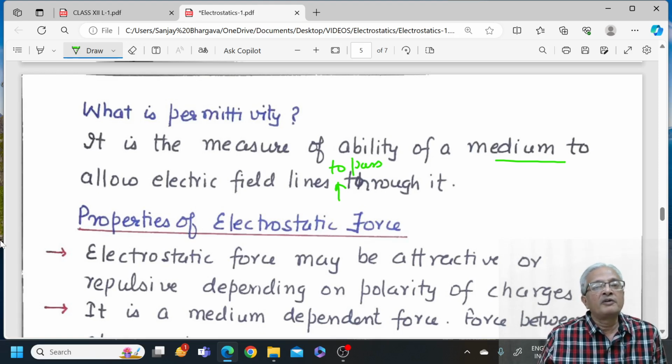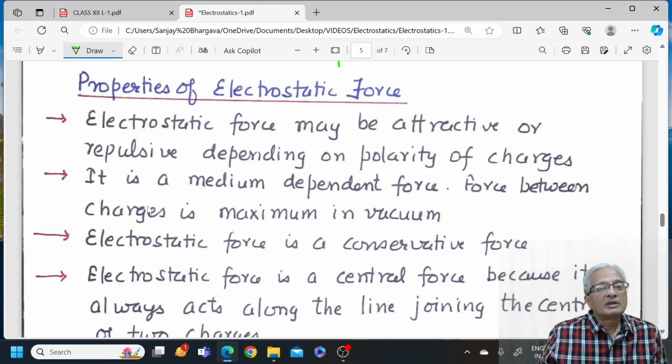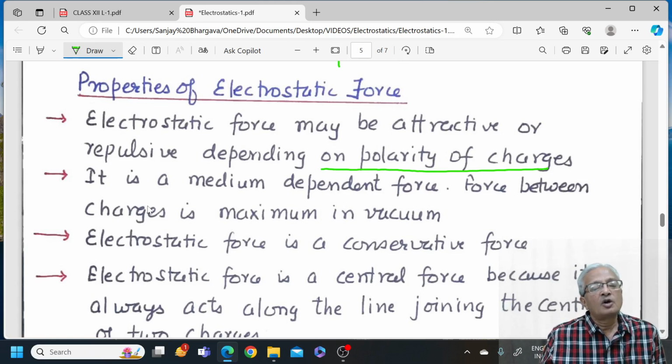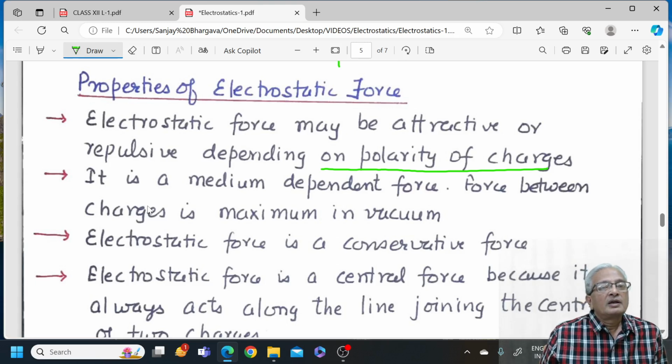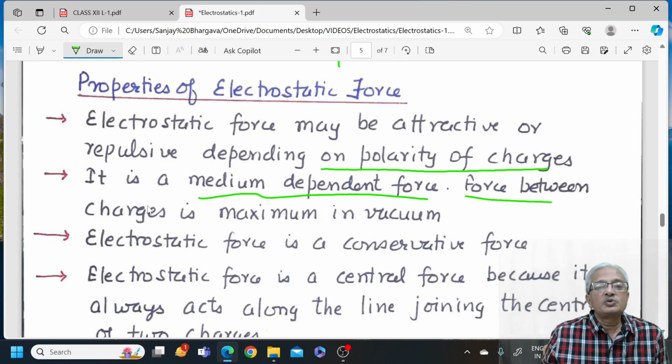Now, what are the different properties of electrostatic force? We just said electrostatic force can be attractive or repulsive, and what would that be decided by? It is decided by the polarity of the charge. Identical charges repel each other; opposite charges attract each other. Electrostatic force is a medium dependent force. The force between the two charges is maximum in vacuum because the value of epsilon for different media comes out to be different. That is why we say that it's a medium dependent force. So I can say epsilon is different for different media.